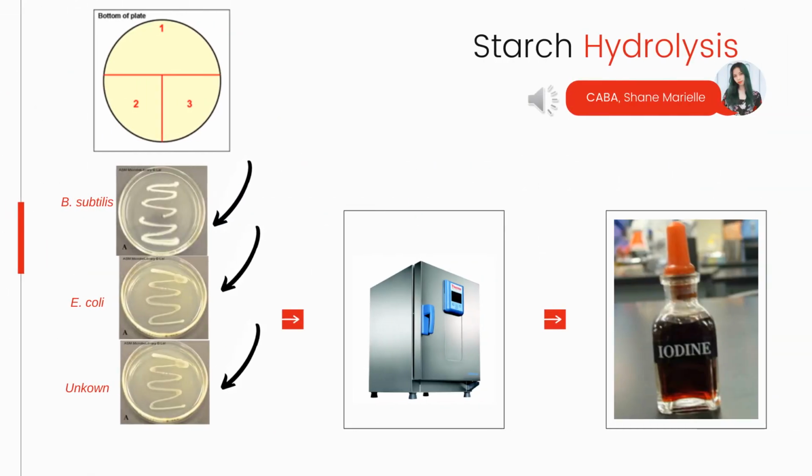Going over to the procedure, first let's divide the starch agar plate into 3 sections by marking the bottom of the plate. Second, let's streak Bacillus subtilis, E. coli, and the unknown bacterium to the 3 sections. Next is to incubate them at 33 degrees Celsius for 24 to 48 hours. And lastly, flood them with iodine and observe. The positive result will give a clear area around the line of inoculation, and if it is negative, it is blue to black.